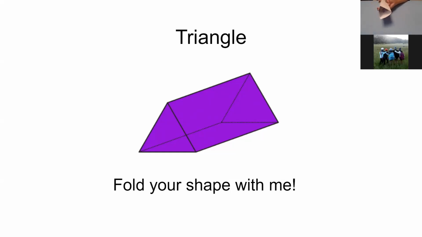Now I'm ready to fold it together. I overlap those two pieces of paper. And I have my triangle. Now I'm ready to tape it together. There's 1, 2, and 3. And we have a triangle.